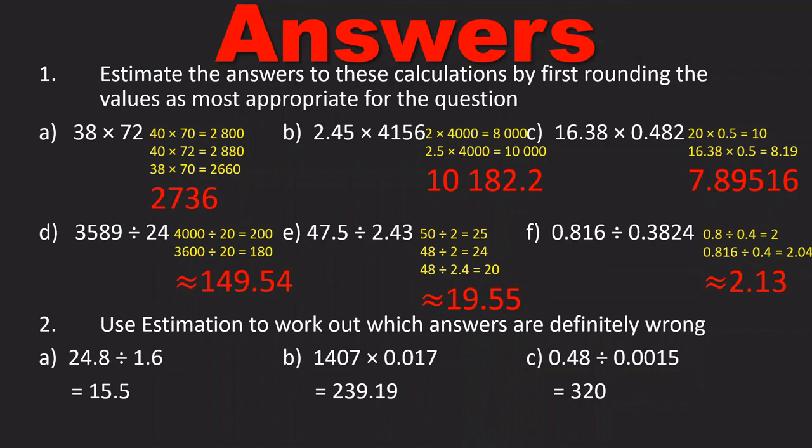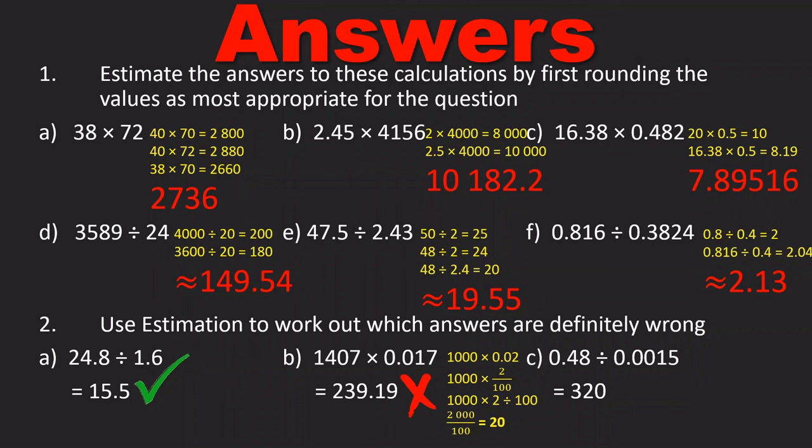In question 2, working out which answers are definitely wrong, well, let me just go ahead and tell you. The first one is correct, and the estimate you might have done for that would have been 25 divided by 2, which is 12.5. Question B, this one is definitely wrong. Check out my estimate. 1,407 is approximately 1,000, and 0.017 is approximately 0.02, or 200ths. 1,000 times 200ths is the same thing as 1,000 times 2 divided by 100, so 2,000 divided by 100, which is 20. Definitely a place value error there.